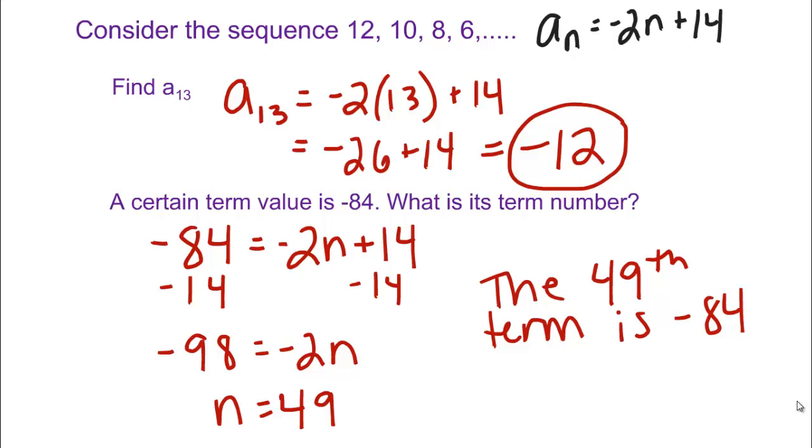Think about what kind of number n has to be. n is our term counter, or our term number. So n can't be a number like 2.5. You can't have the 2.5 term. That doesn't make sense. n has to really be a natural number in this case. So if I'm solving and I get something negative or something that's not a natural number, I know something has to be wrong. So this is an example of how we would use our explicit formula to answer certain questions.